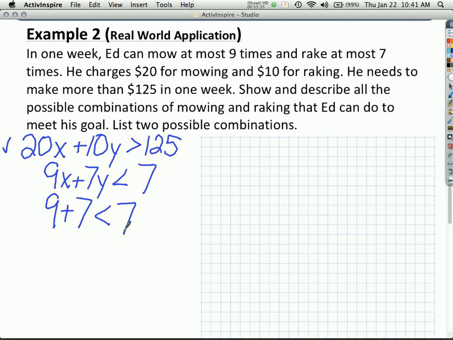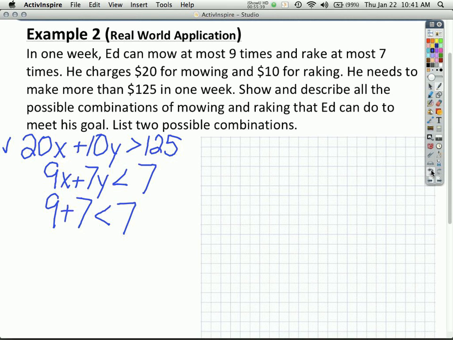20x plus 10y is greater than 125. Okay, so we have yet another agreement, 4 agreements for that first one. And then 9x plus 7y is less than 7. Really? So all of you got that? You guys wrote that down before anyone else said that? That's interesting. Okay, because that was really hard to figure out.